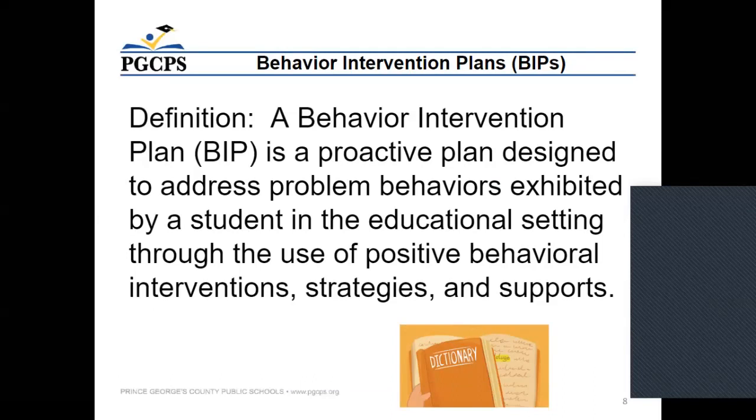So as we look at this definition, and I'll clarify that statement about the whole team not being on board in just a minute. As we look at the definition of behavioral intervention plan, it is a proactive plan designed to address problem behaviors exhibited by a student in the educational setting through the use of positive behavioral intervention strategies and supports. And I do want to highlight that this is about the behaviors that happen in the educational setting, because the teachers, or the staff members, can't necessarily change behaviors that occur in the home. There may be strategies and supports that they put in place for behaviors in the school that also impact what the parents experience at home, but that wouldn't be the primary reason for conducting a behavioral intervention plan.